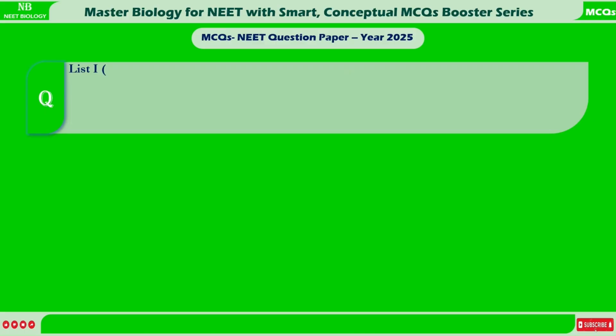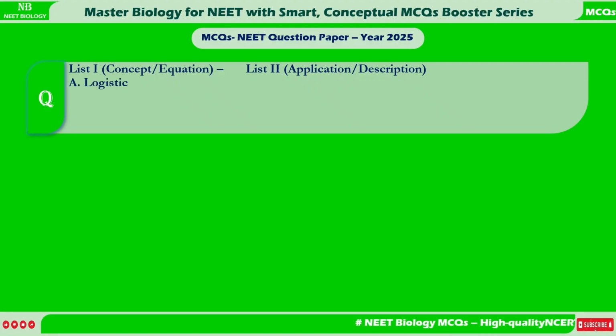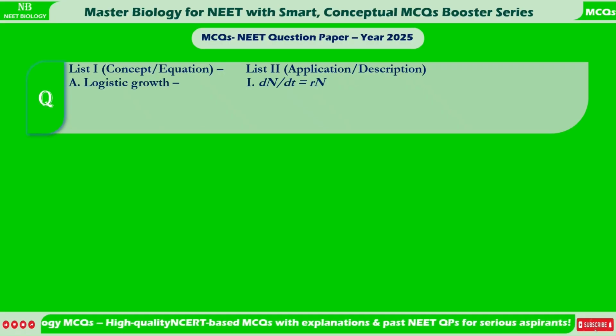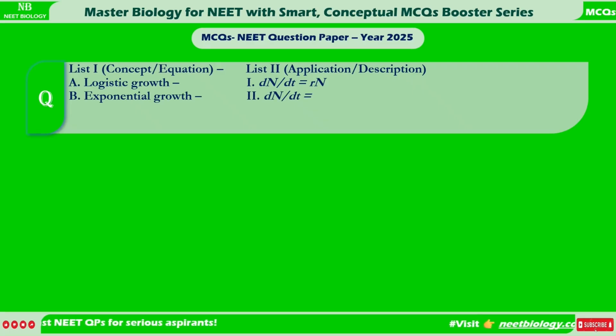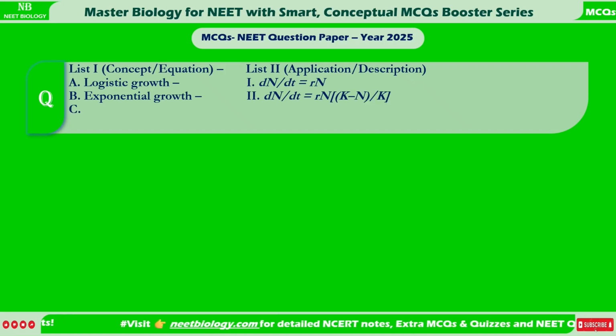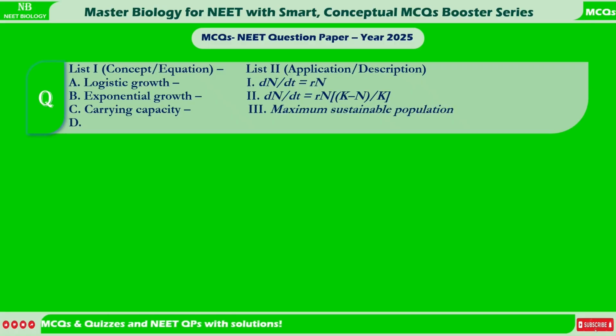List 1, concept, equation. List 2, application, description. A. Logistic growth, 1. dN/dt = rN. B. Exponential growth, 2. dN/dt = rN (K minus N)/K. C. Carrying capacity, 3. Maximum sustainable population. D. Natality, 4. Birth rate.